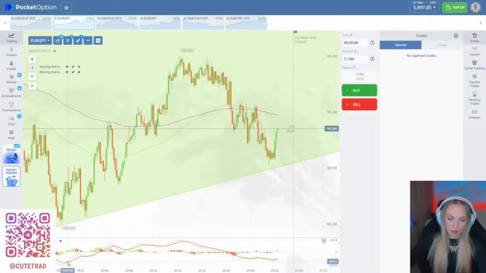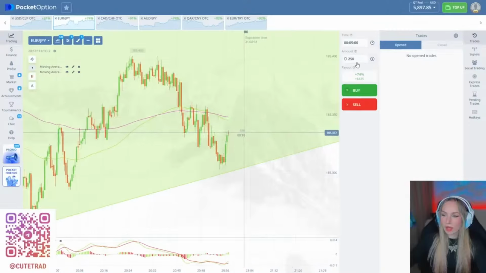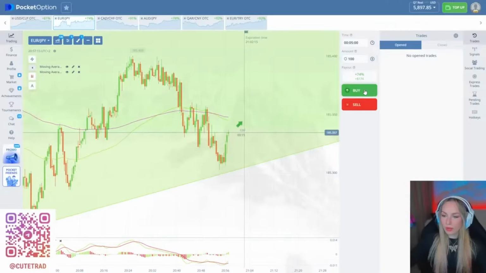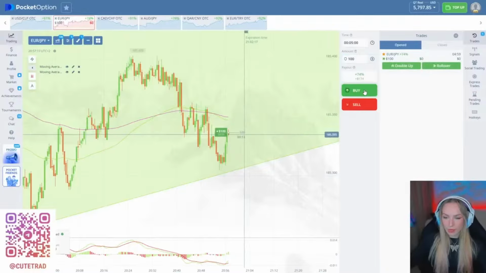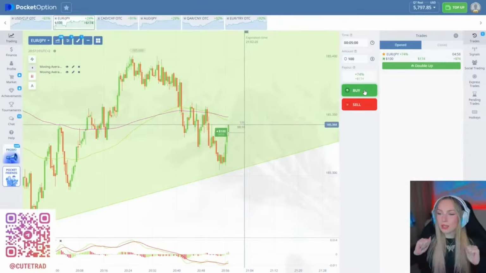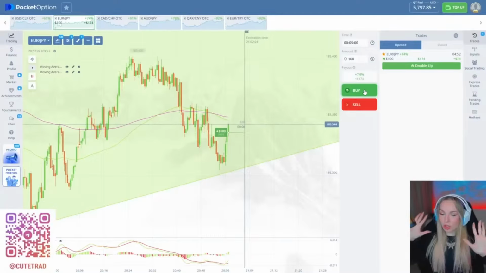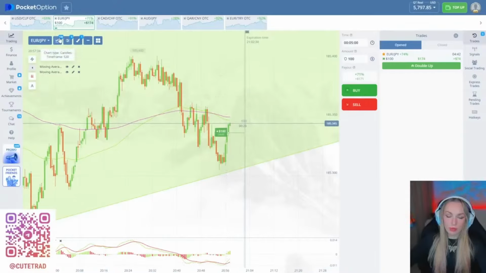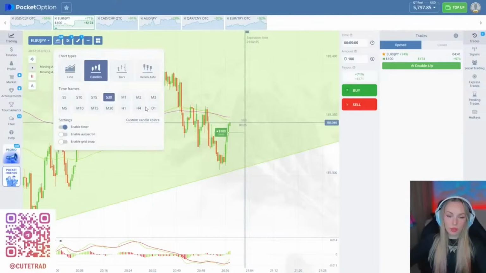So let's see. Maybe 5 minutes in the upward direction, $100 in the Euro GPY. I think it's ready. I think it's time for us to enter in Euro GPY. 5 minutes in the upward direction. I entered, touched the support. MACD moving averages crossed in the oversold zone. I think that's the perfect time for us to open the trade in the upward direction right there.